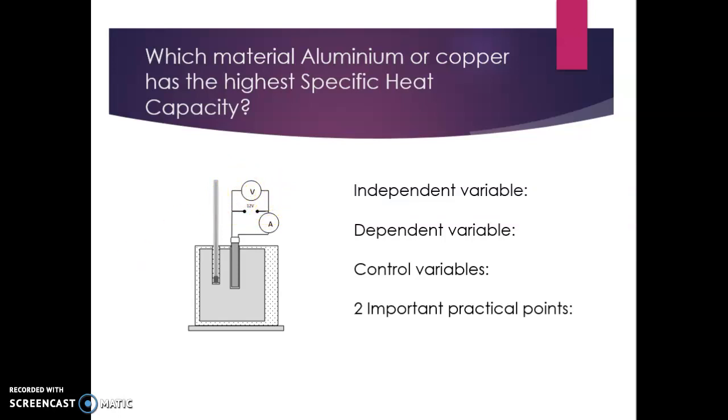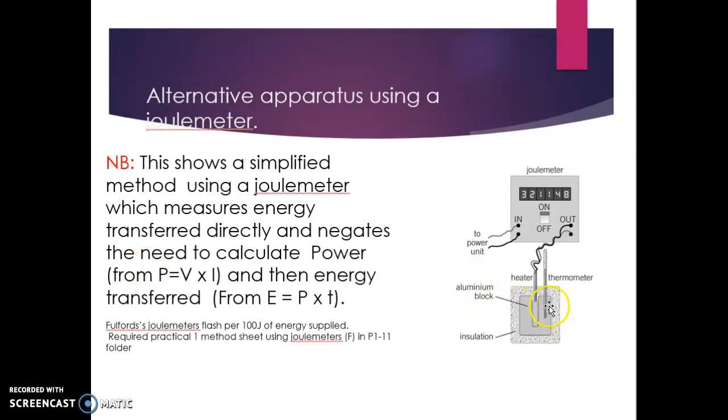Okay, so if you are using a joule meter instead of having the voltmeter and the ammeter, then you can have a joule meter here which either records the numbers digitally. Full-fuzz joule meters, the old ones anyway, used to flash 100 every time 100 joules of energy had been supplied. So you need to count how many times it flashes and then multiply it by 100 at the end.